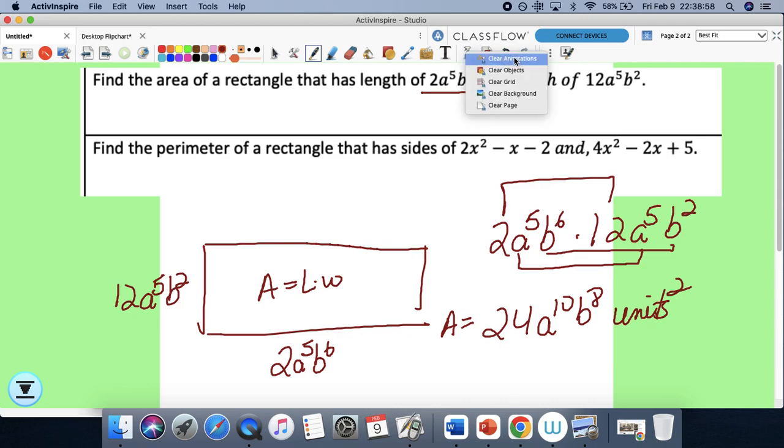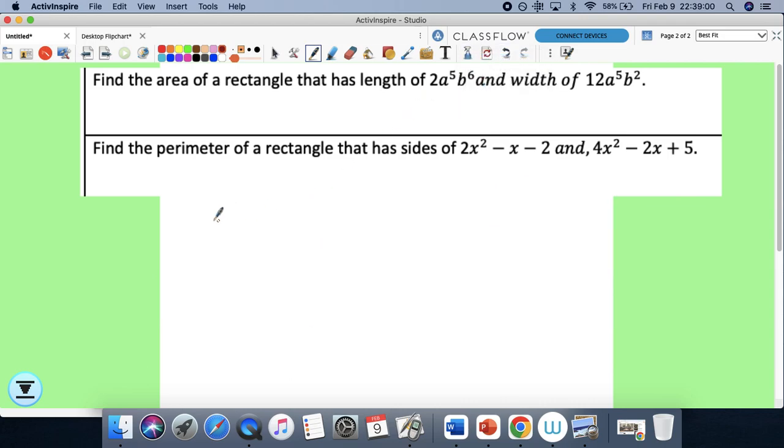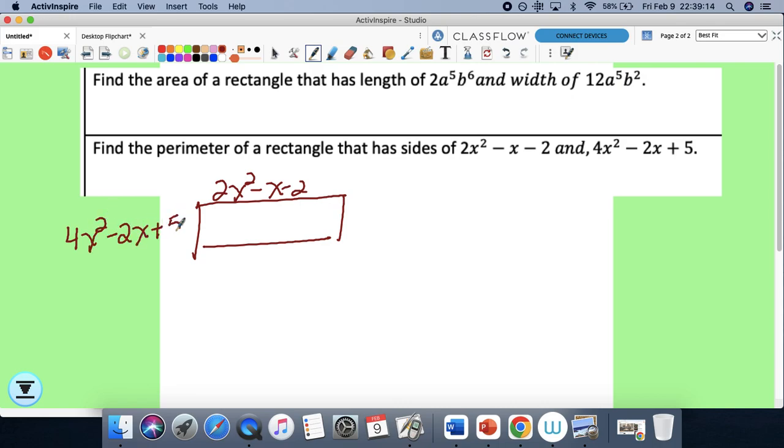Second one talks about perimeter. So draw your rectangle out. This side measures 2x squared minus x minus 2, and the other one has 4x squared minus 2x plus 5. So because it's perimeter, we're adding all the sides, right? So if the top is 2x squared minus x minus 2, so does the bottom. And this is obviously 4x squared minus 2x plus 5.